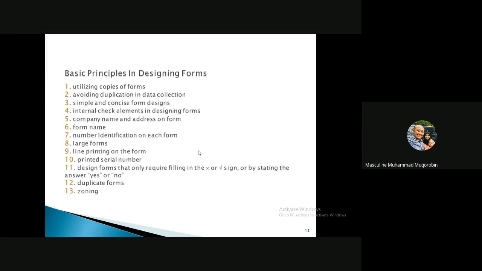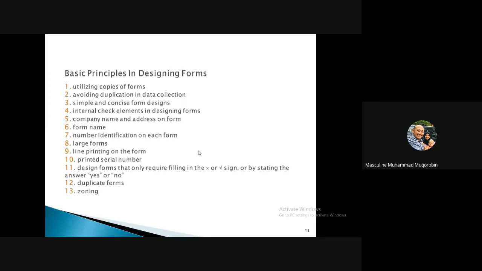Basic principle in designing forms. 1. Utilizing copies of forms. 2. Avoiding duplication in data collection. 3. Simple and concise form designs. 4. Internal checks elements in designing forms. 5. Company name and address on forms. 6. Form name. 7. Number identification on each form.